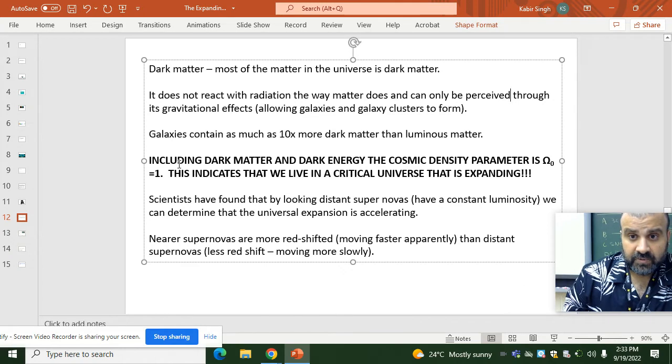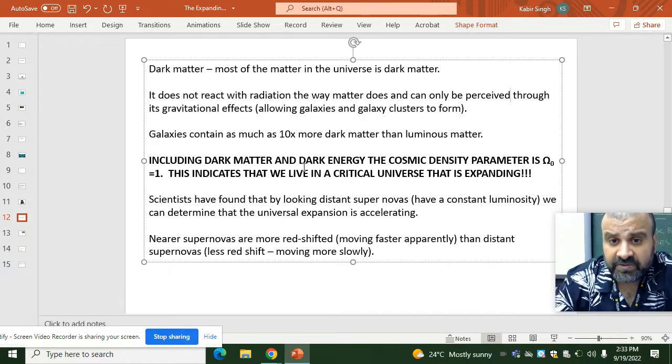So, what we think we have, and again, this isn't important, I'm not testing you on this, it's just interesting. Including dark matter and dark energy, we think that our density parameter is near 1. So we're in a critical universe, but it's expanding.